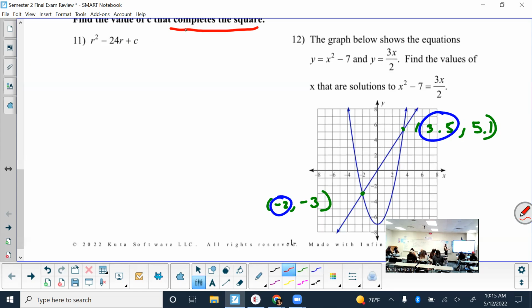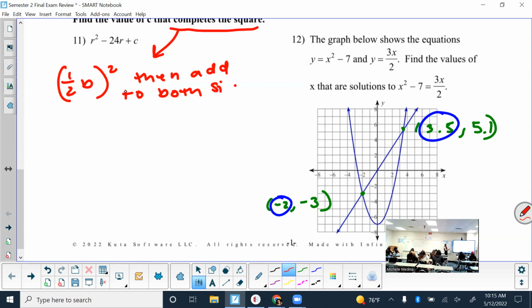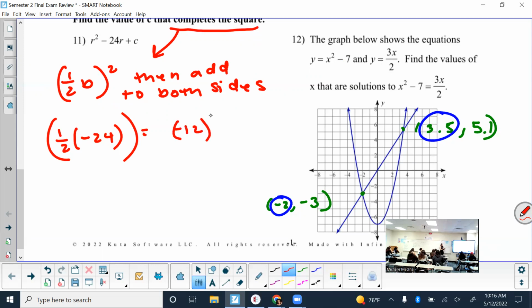So anytime you're doing the actual completing the square, that's when you're taking half of b, squaring it, then adding to both sides. All right, that's the actual completing the square. So what is b in this situation? Good, yes, it is -24. Then what would half of it be? And then what is negative 12 squared?